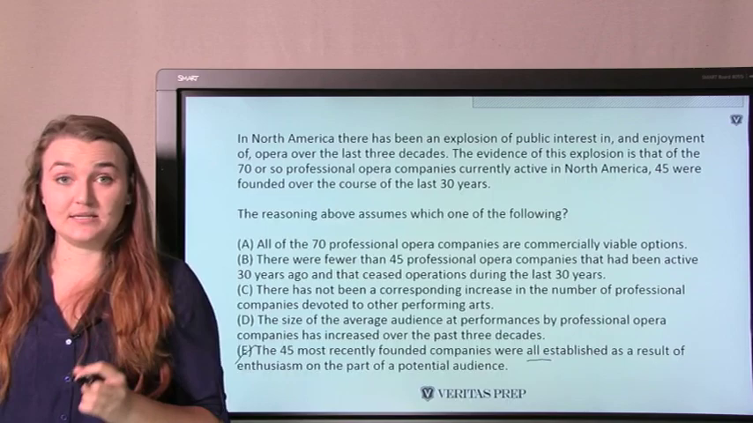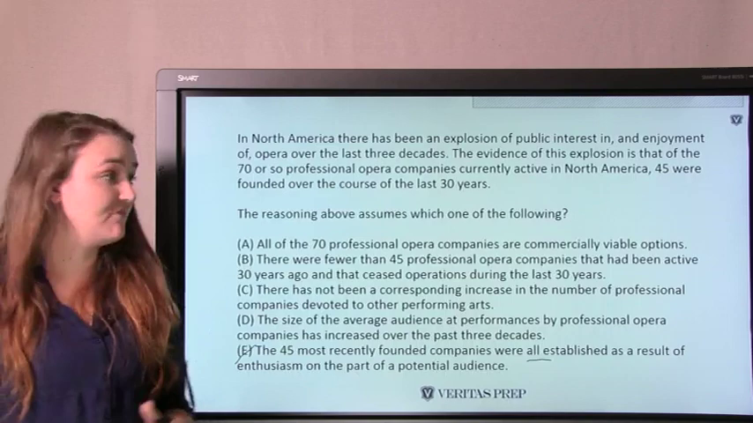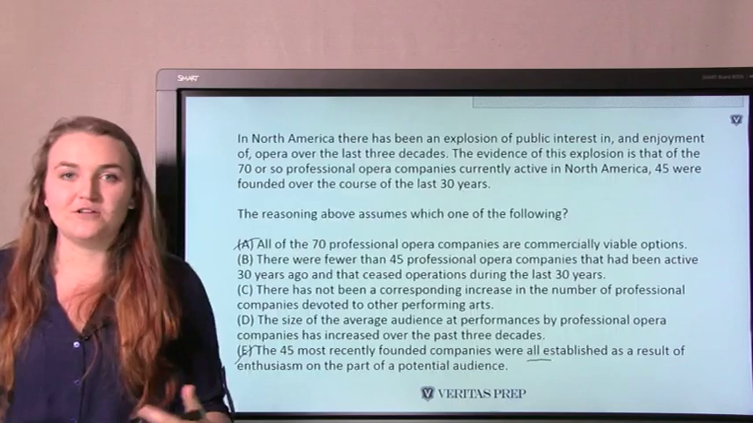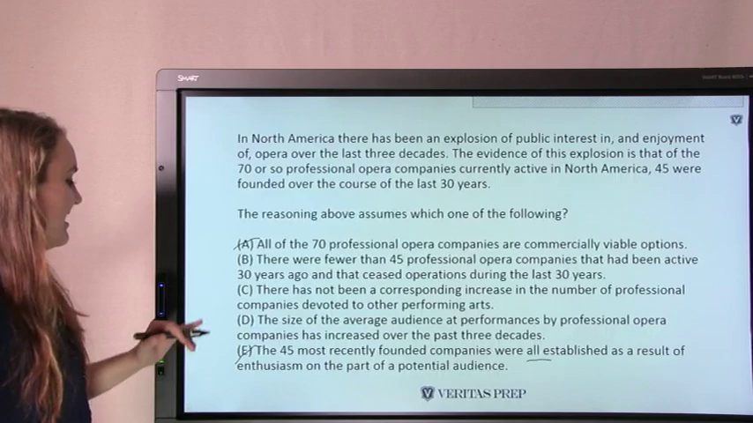And along the same lines, answer choice A can be eliminated for much the same reason. All of the 70 professional opera companies are commercially viable. We don't need to know that. We could have had an explosion of public interest, even if some of those, again, were built for alternate reasons. Now, the last convincing wrong answer choice that I see here is answer choice D.